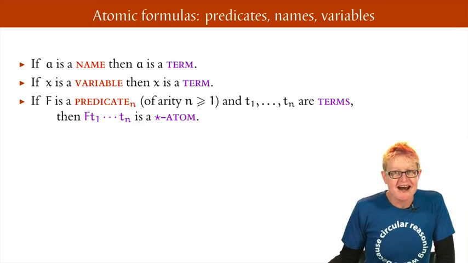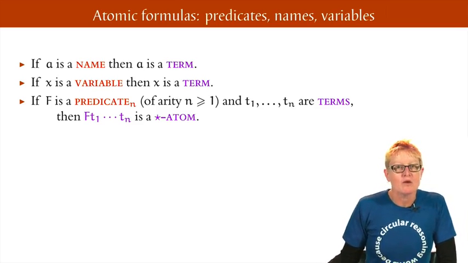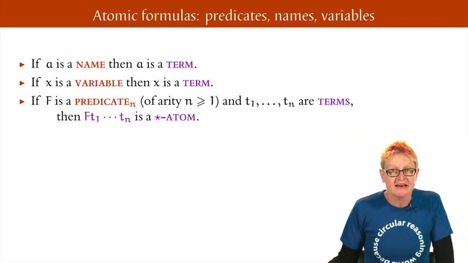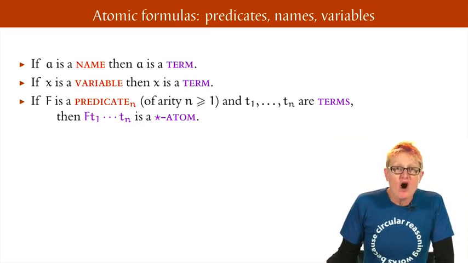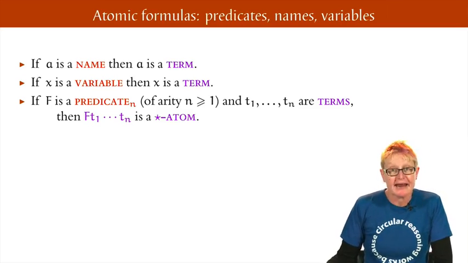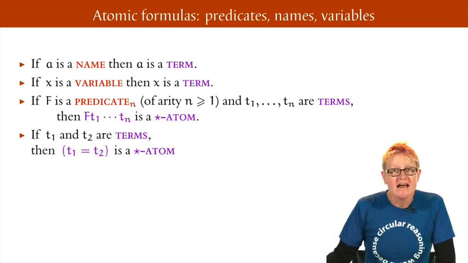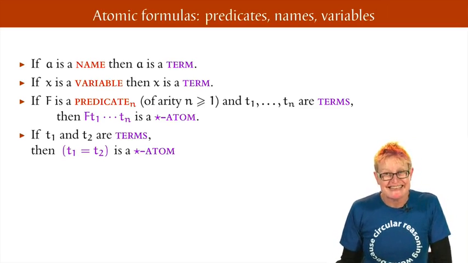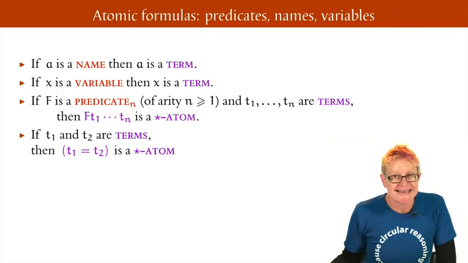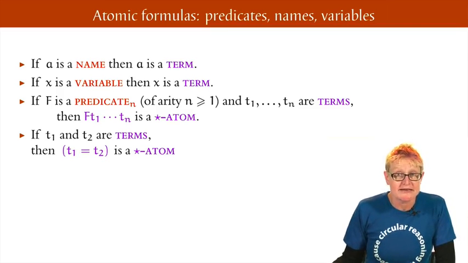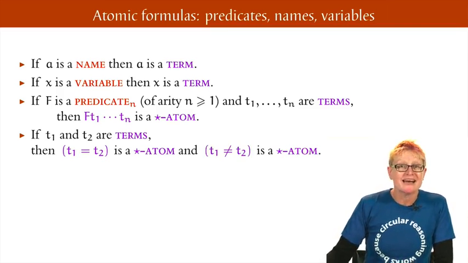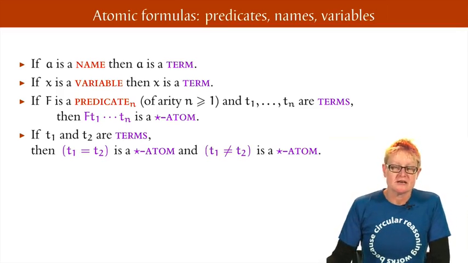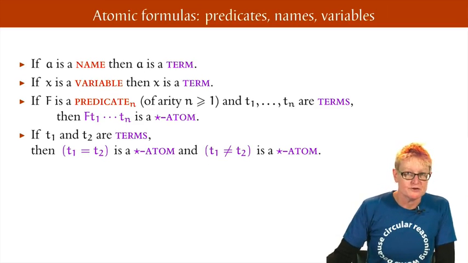Our first type of star atom is formed by combining an n-place predicate symbol f with n many terms, t1, t2 up to tn, expressing that predicate f holds of the objects referred to by t1, t2 up to tn. The class of star atoms also includes identity assertions. T1 is identical to T2, where T1 and T2 are terms, as well as difference assertions. T1 is not identical to T2.